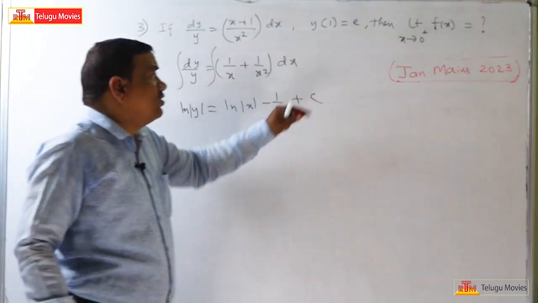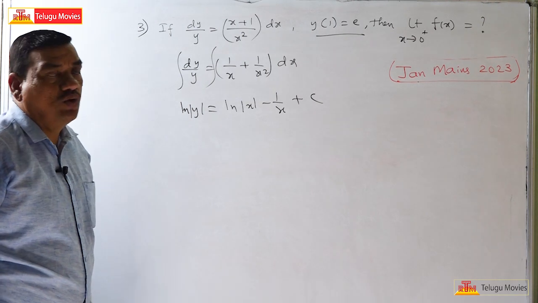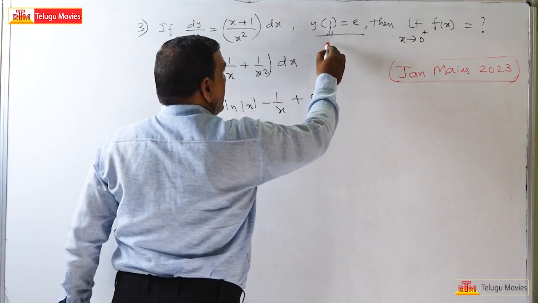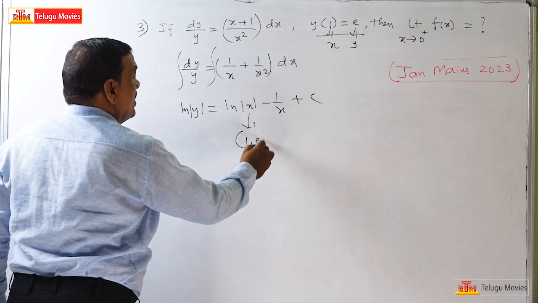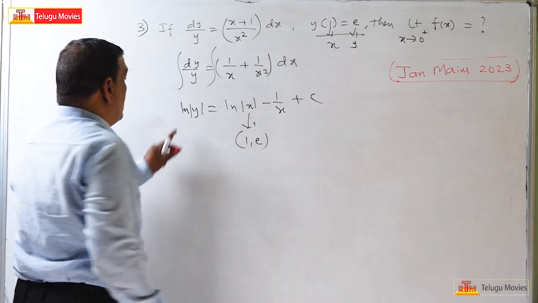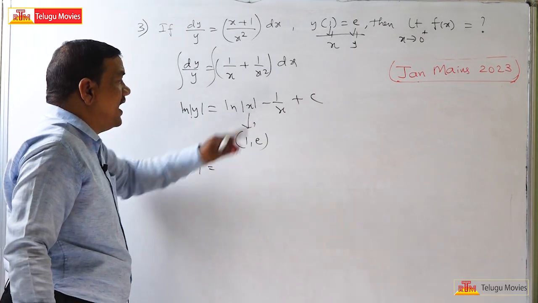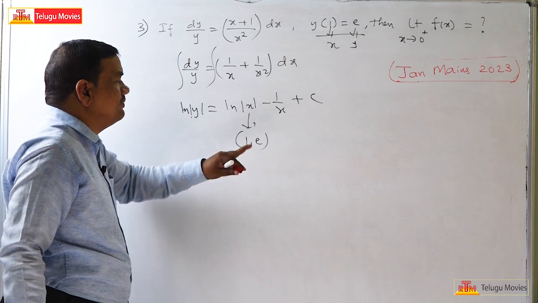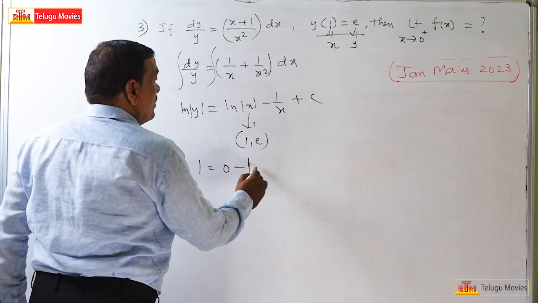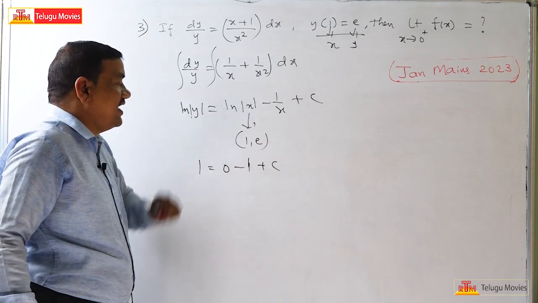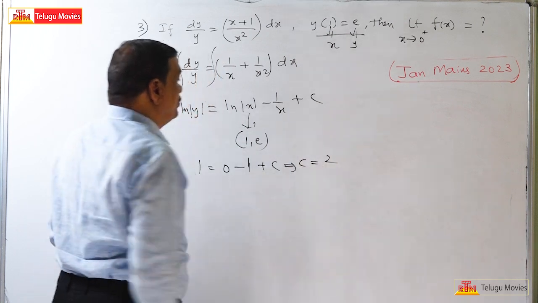So to find out the constant of integration, it is given that y of 1 is equal to e. That means this is the x value and this is the y value. Now substitute here 1 comma e. So this is ln e. Ln e means how much? 1. Ln x means what? X value is 1, so 0. So this is minus 1 plus c. Wherever x is there, substitute 1. Therefore, this implies c is equal to 2.